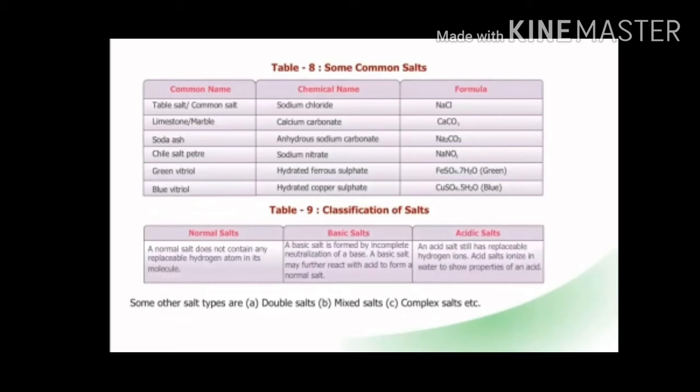And the third one is acidic salt. An acid salt still has replaceable hydrogen ions. Acid salt ionizes in water to show the property of an acid. And besides these, there are some other types of salts. They are double salts, mixed salts, and complex salts.